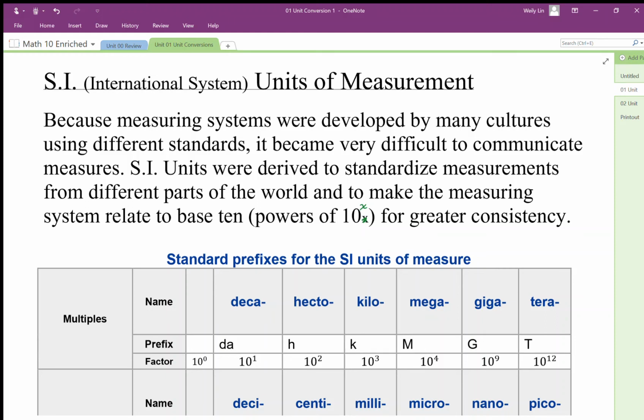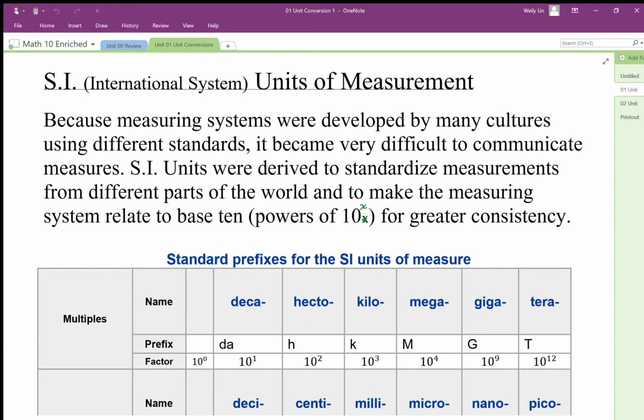So SI system units of measurement is an international system. It stands for System International. And we have the measuring systems that are developed by different places. Everyone had different standards of measurement. So in order to make things a standard, the international community decided to use an SI unit or the metric system.